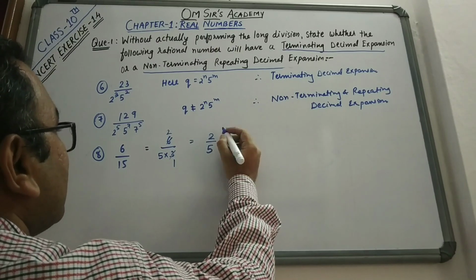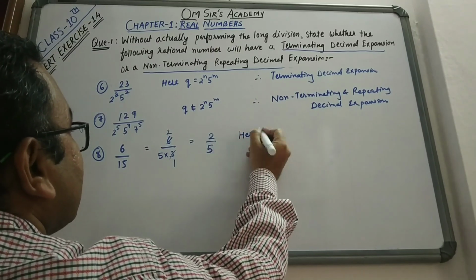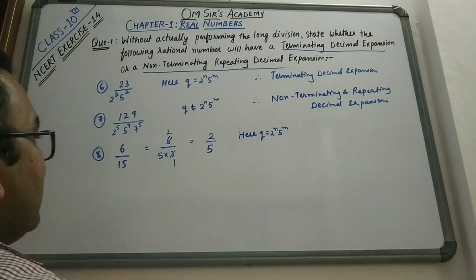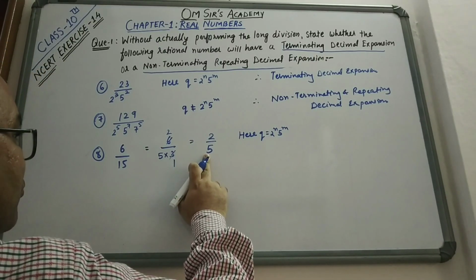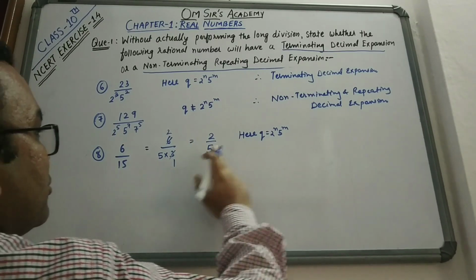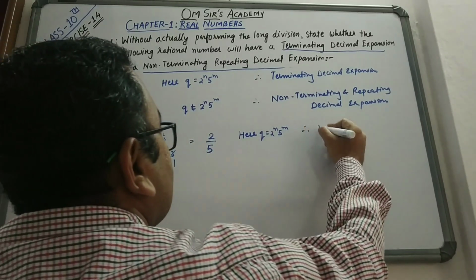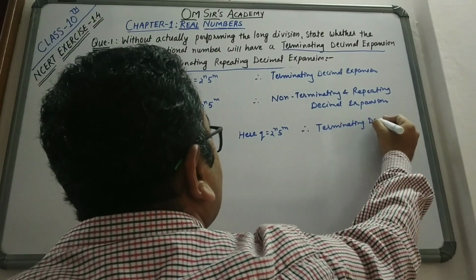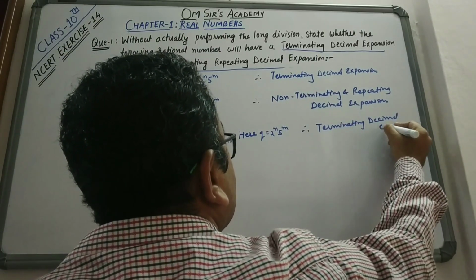Is it clear? So here again we say that q equals 2 raised to n and 5 raised to m. Okay, and in this case it will be 2 raised to 0 and 5 raised to 1. So in this case this is also what kind of decimal expansion? Terminating decimal expansion.